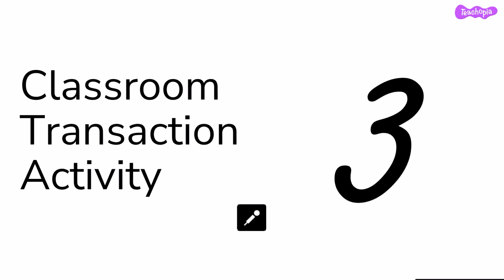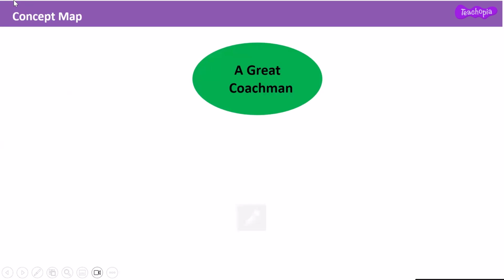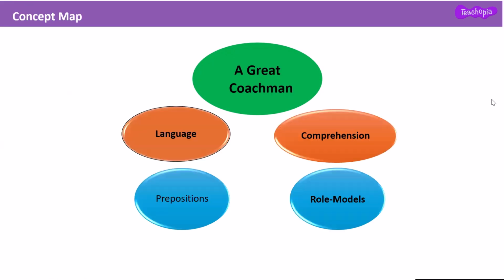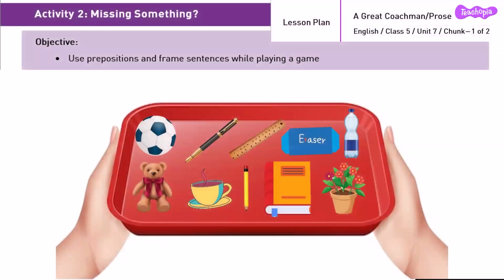Okay, so now on to the next activity, classroom transaction 3. We will be looking at the activity which has the concept map. The chapter is called A Great Coachman, and this chapter has the concepts of the Great Coachman. Under language specifically, we'll be looking at prepositions, and under comprehension, we're looking at role models. Okay, let's start with the first activity, whose objective is to use prepositions and frame sentences while playing a game.